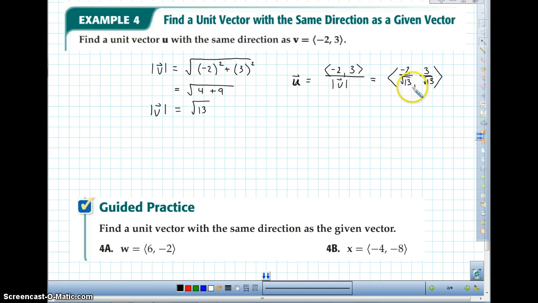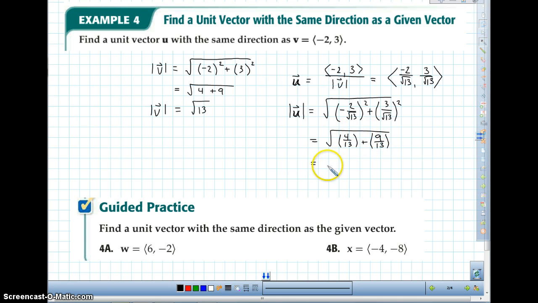We can confirm that this is a unit vector by taking the magnitude of the unit vector now. So instead of taking the magnitude of v, if I want to check my answer, I can take the magnitude of u, and it should equal 1. So we're going to use the same formula. We're going to do the square root of -2 over the square root of 13 squared plus 3 over the square root of 13 squared, and we get the square root of 4 over 13 plus 9 over 13. And when we add, they already have common denominators, we add 4 plus 9, that's 13 over 13.